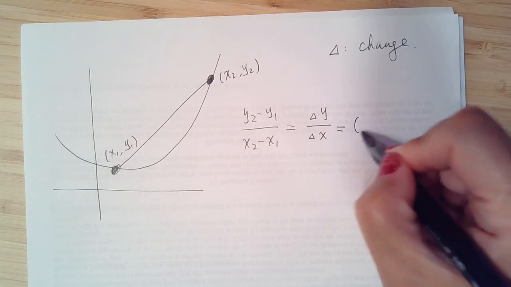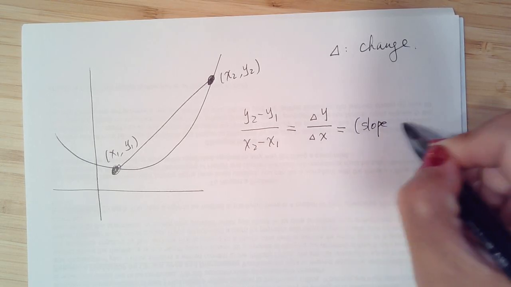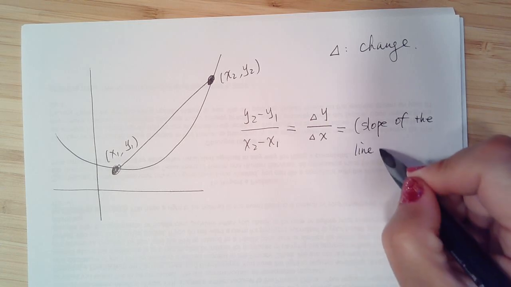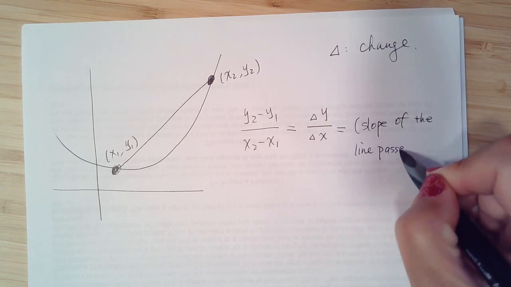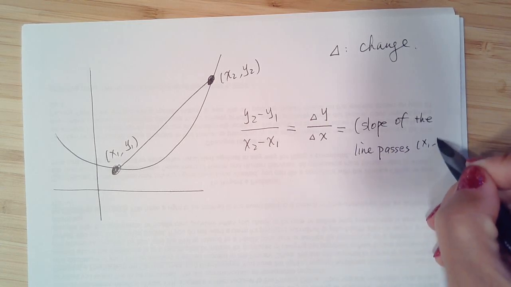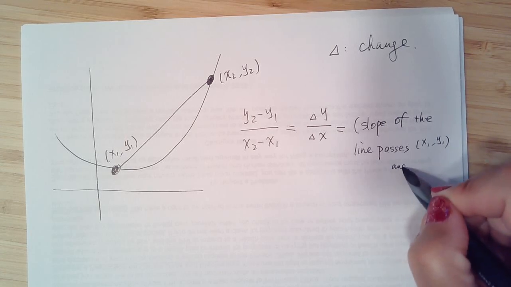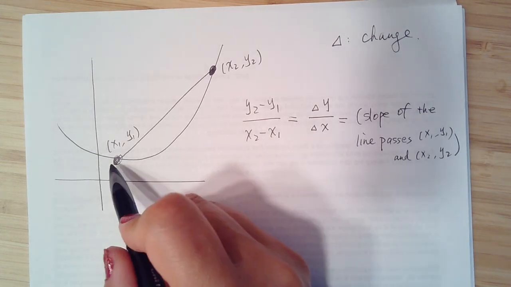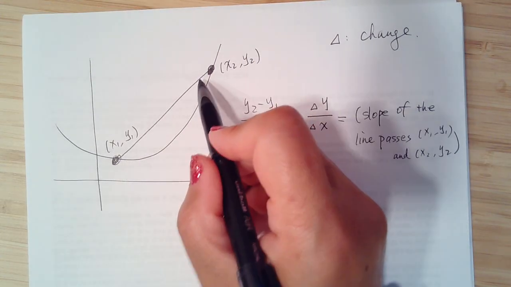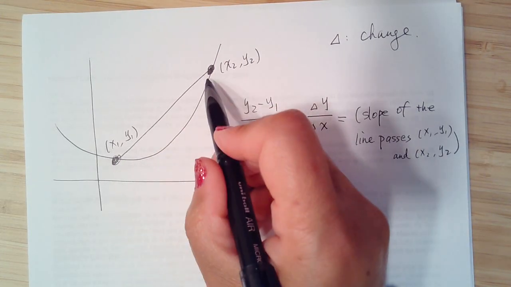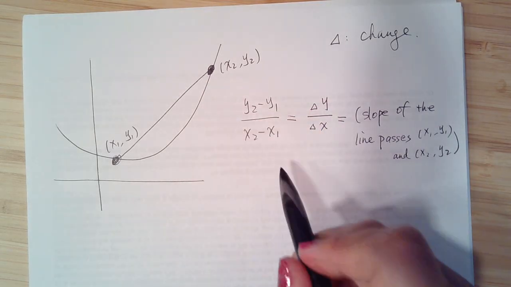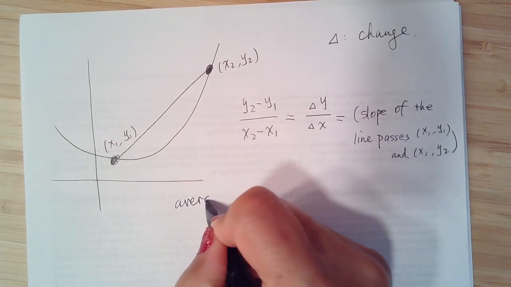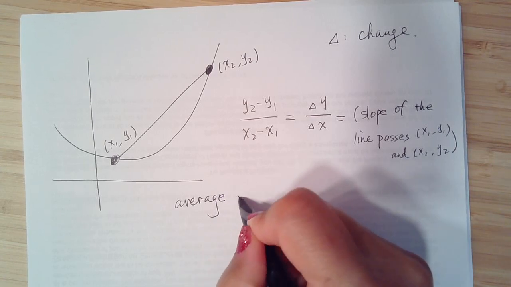Okay, so this is the slope of the line that passes through x1, y1, and x2, y2. Even though actually it's not walking directly, it's walking like a curve, right? It goes here. So we still call that, and there's a name for that. We call this the average rate of change.